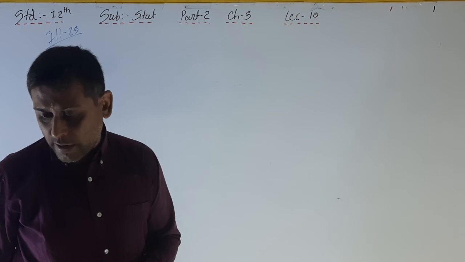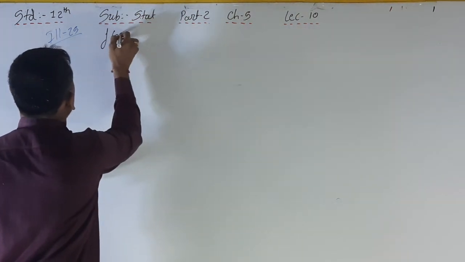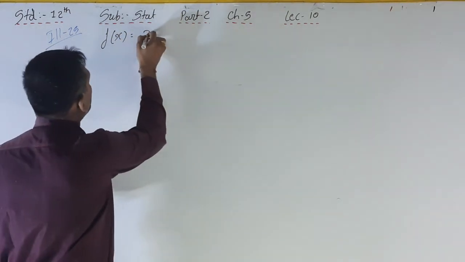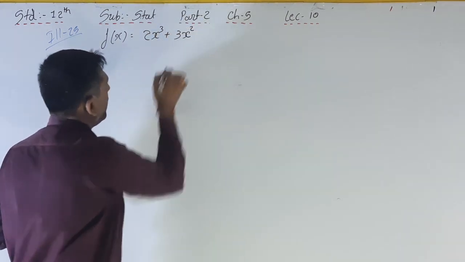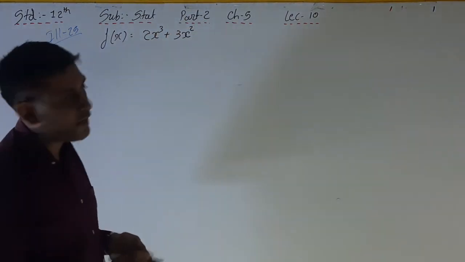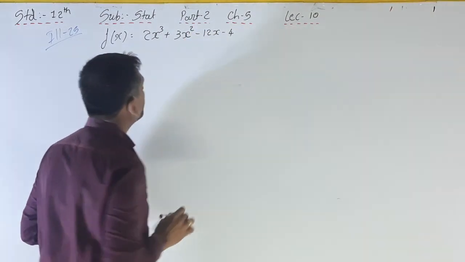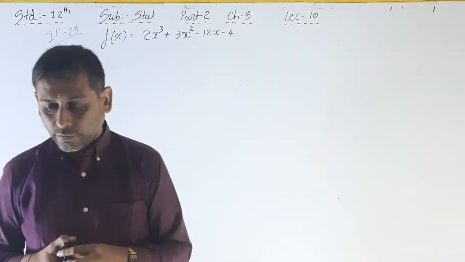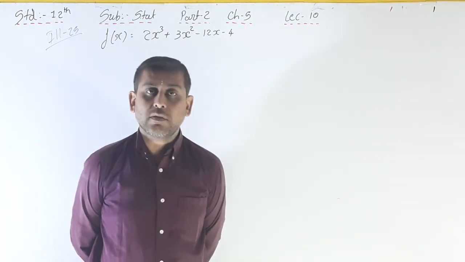Find the maximum and minimum value of f of x is equal to 2x cubed plus 3x square minus 12x minus 4. Here we'll start our maximum and minimum value method.